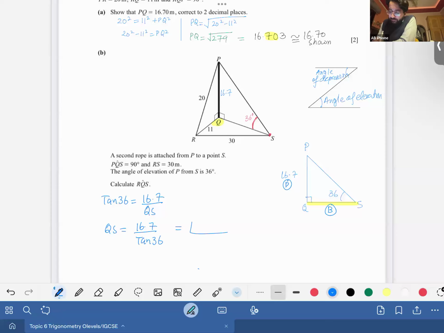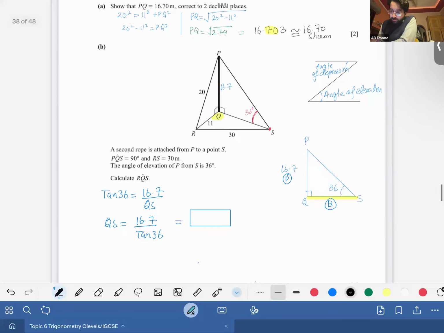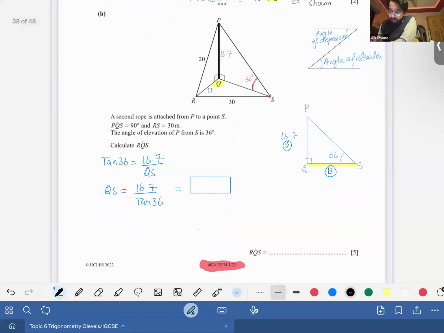Ramin, what is the answer for this in the calculator? Can you please tell me? QS is equal to 16.7 divided by tangent 36. Tangent 36 पे divide कर दो. 22.9. 22.9 centimeters. Yeah, the result is in, sorry, it's meters.